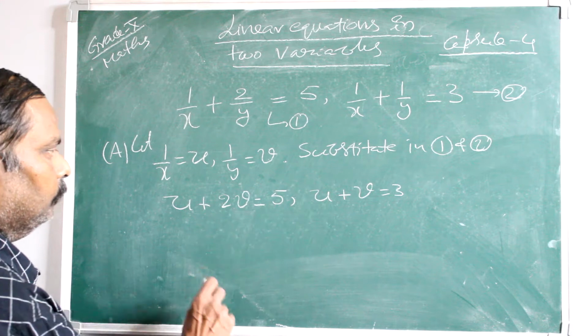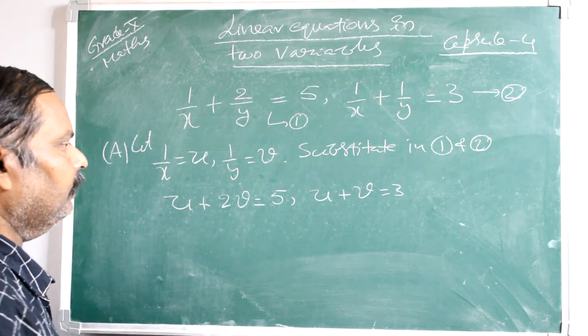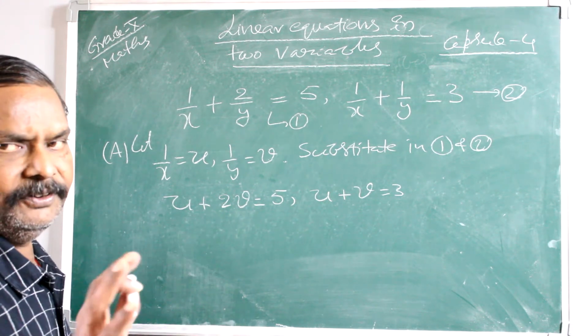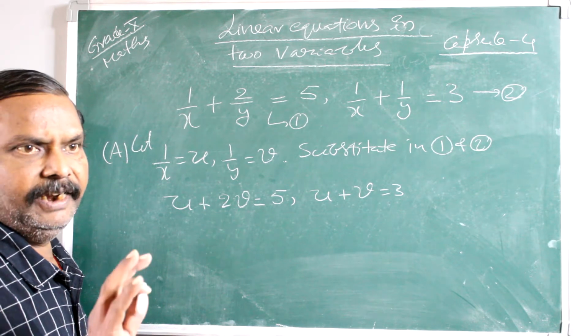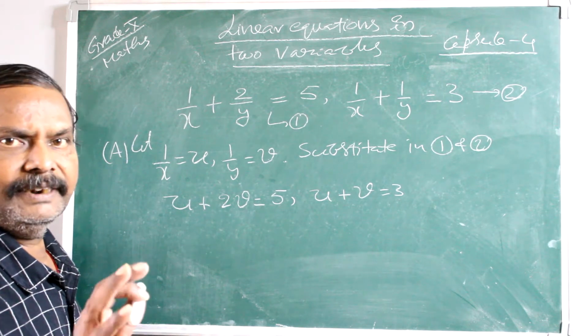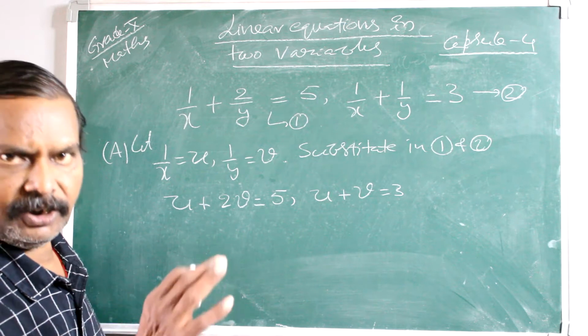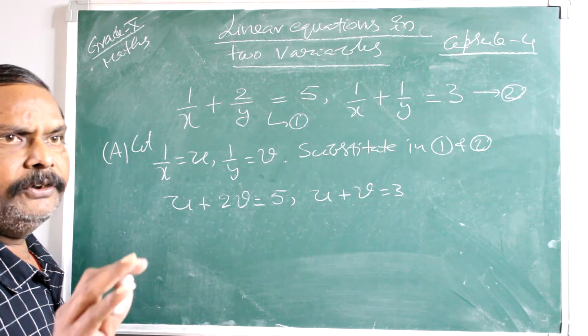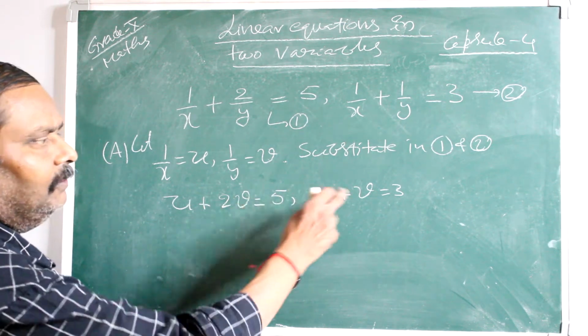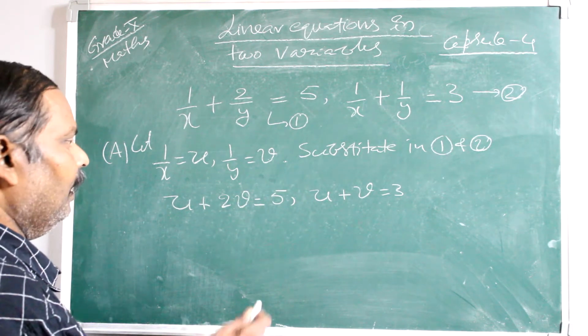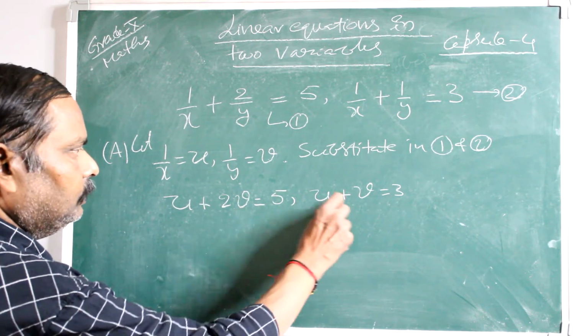To solve these two, to get the values of u and v, you can adopt any method. We have 4 methods: elimination, substitution, cross multiplication, etc. We have discussed already 4 methods. You can use any one method to solve these two. So this is equation number 1, 2.